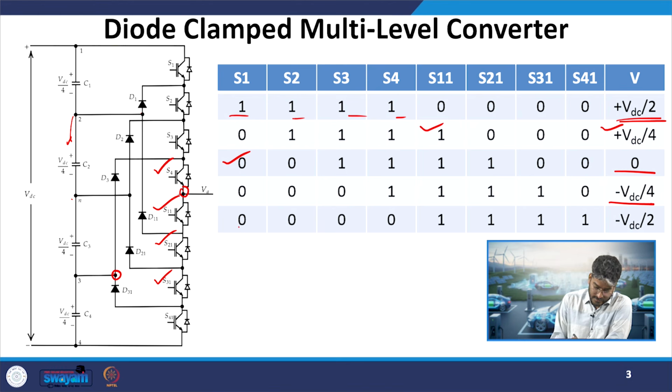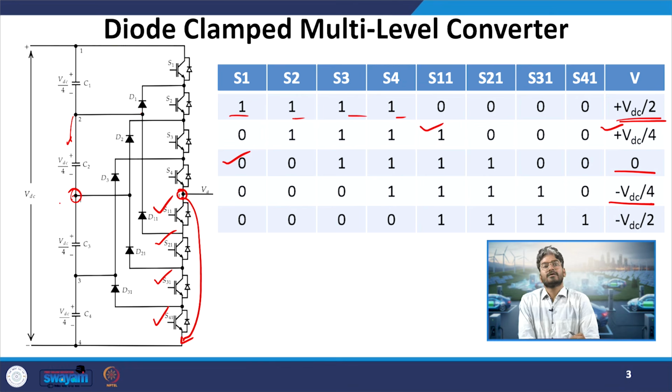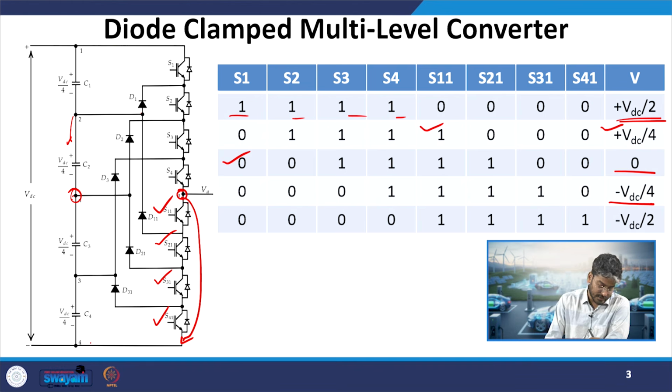Now, the last combination is the one in which we have turned on all 4 lower switches. What will be the voltage? The midpoint is connected to the ground and the other terminal is connected to the negative bus. So, we will get the maximum negative voltage, that is minus VDC by 2. So, what is our understanding from this switching combination?